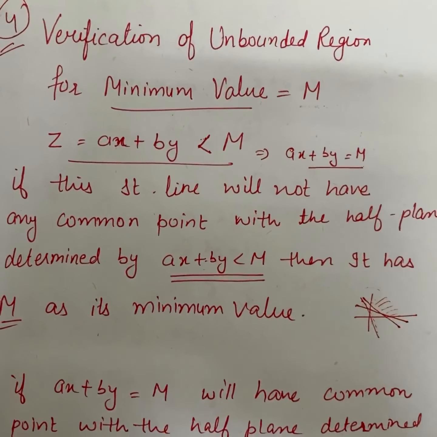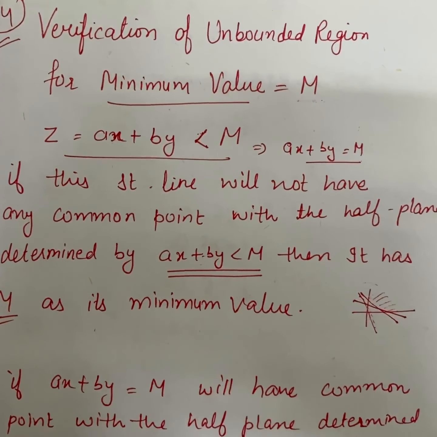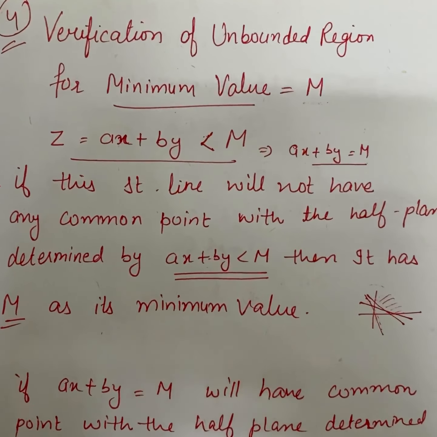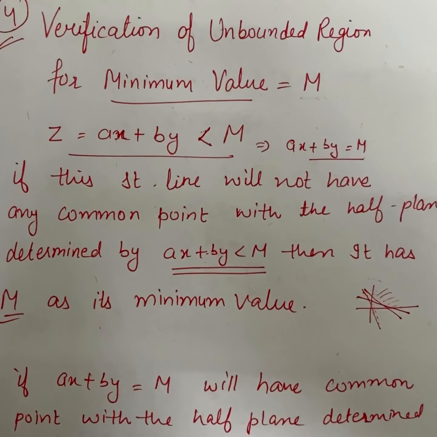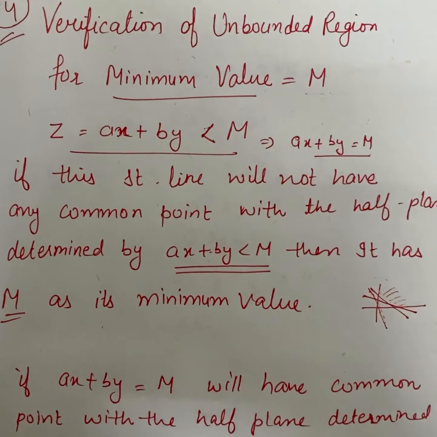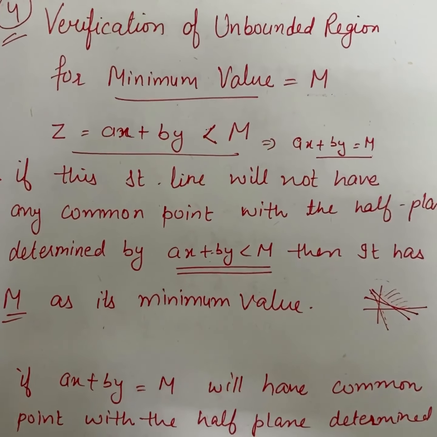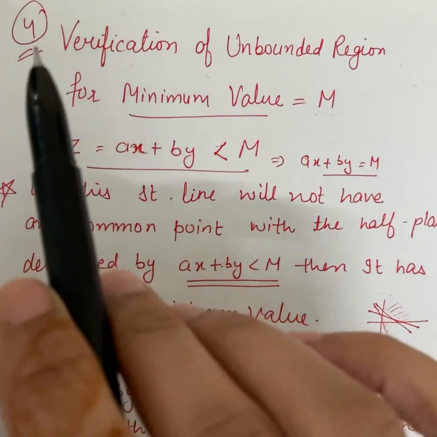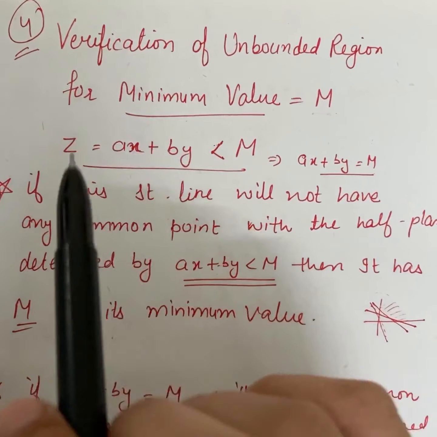then only the examiner will ask you for the verification. Otherwise, in the case of maximize, you need not verify. Only in the case of minimization you have to verify. Okay, so your fourth step, in the case of minimization, is verification.